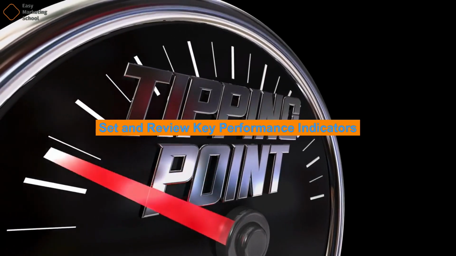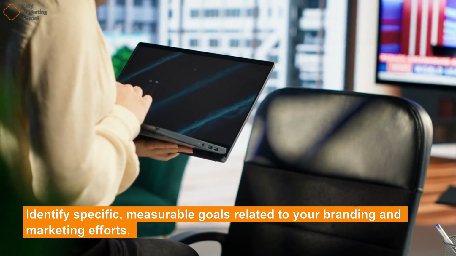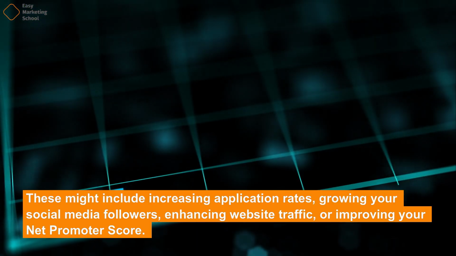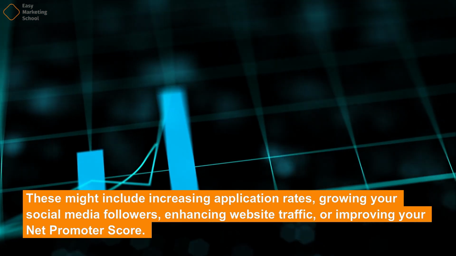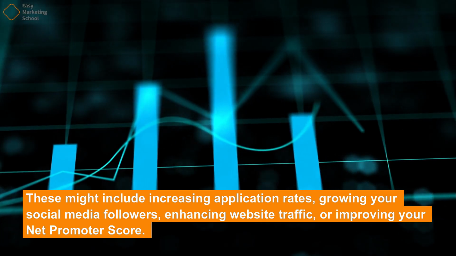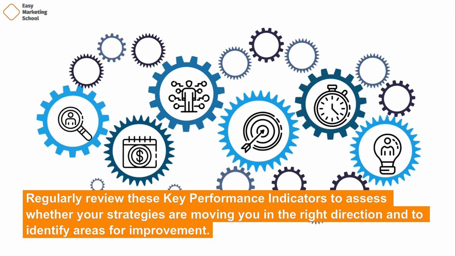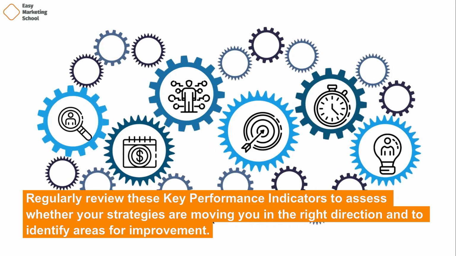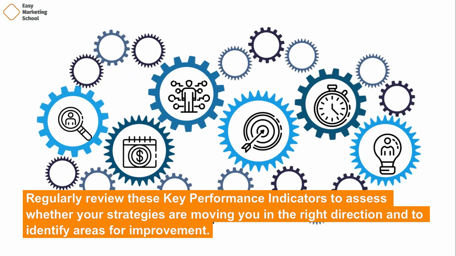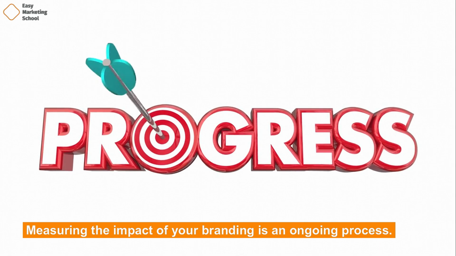Set and review key performance indicators. Identify specific, measurable goals related to your branding and marketing efforts. These might include increasing application rates, growing your social media followers, enhancing website traffic, or improving your Net Promoter Score. Regularly review these key performance indicators to assess whether your strategies are moving you in the right direction and to identify areas for improvement. Measuring the impact of your branding is an ongoing process.